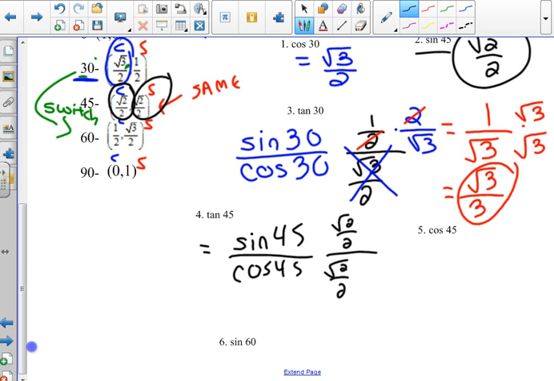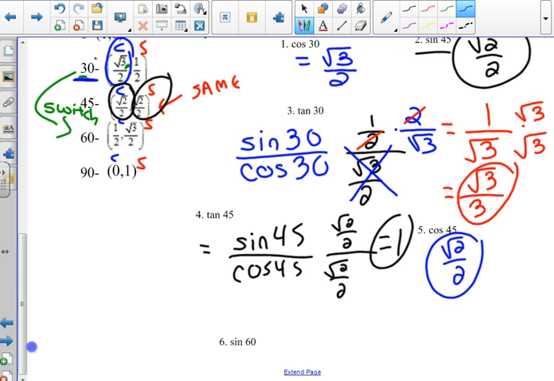Now, think about if you have something divided by itself. Good, Allie. It's just 1. Awesome. We didn't have to do a lot of work with that one, because anytime you have something divided by itself, it's just 1. Alright, let's do these next ones quick. Cosine 45, let's look at your 45. Find your cosine. What do you think it is? Oh, you got it, Sally.